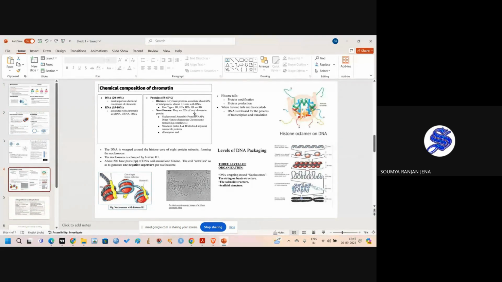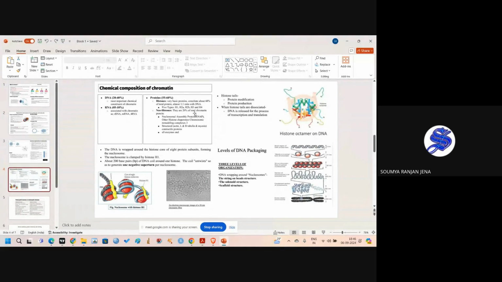And non-histones are about 20% of the total chromatin protein. These non-histone proteins include nucleosome assembly proteins (NAP), other histone chaperones, chromatin remodeling complex proteins, and other structural proteins for holding the chromosome, that is actin, tubulin, and myosin. Tubulin, myosin, and actin are also called contractile proteins for holding the chromosome.